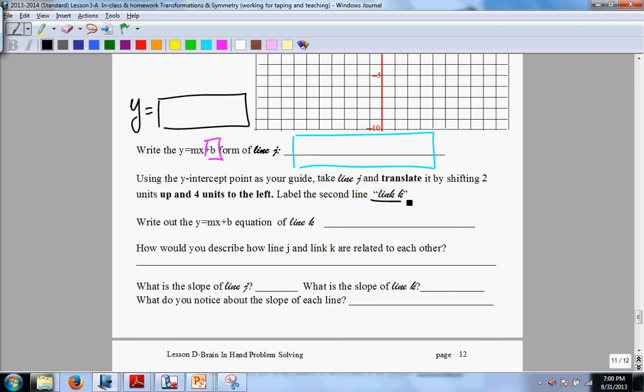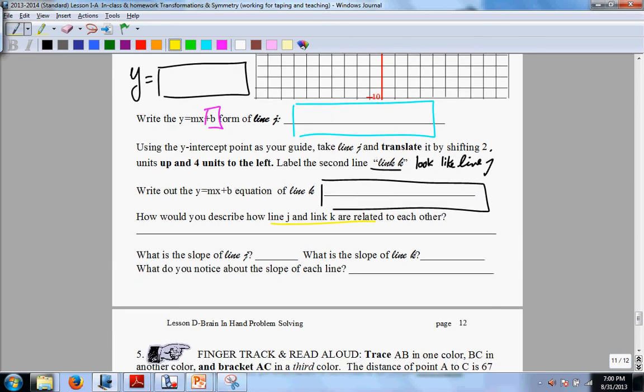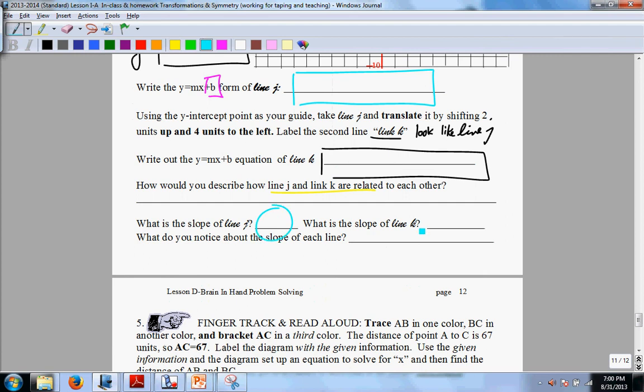You're translating, so it should look exactly like J. Remember, translate means to slide, but have the same shape. So your K should look like line J, but it's going to be in a different place. I'd like you to write that equation for the new one. Now, write something about how line J and K are related to each other. How are they the same? How are they different? Then answer these two questions. And this last question.